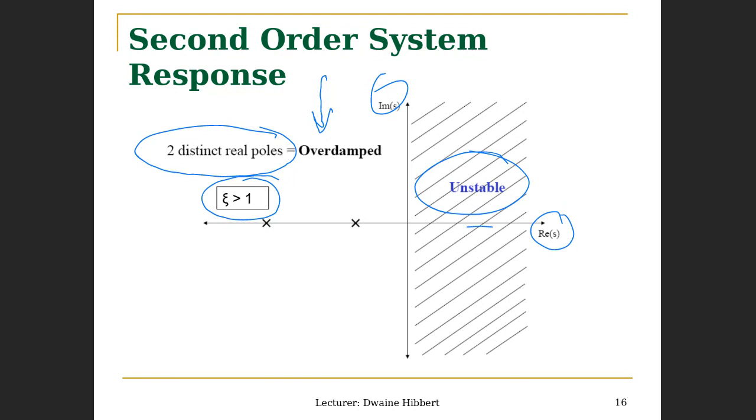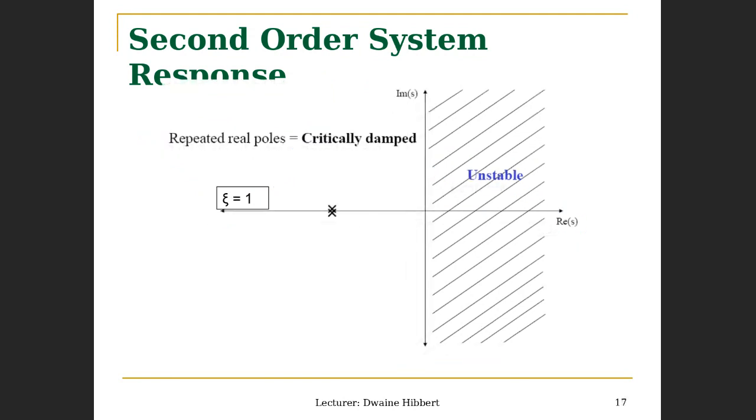Now, let's move on to another scenario. Let's look at what happens when we have repeated real poles. So there's no complex part to it, just repeated real poles. And again, the poles are on the left-hand side of the imaginary axis. It's not about a stable system. Now, in such a case, the system is termed critically damped, when both poles are the same.